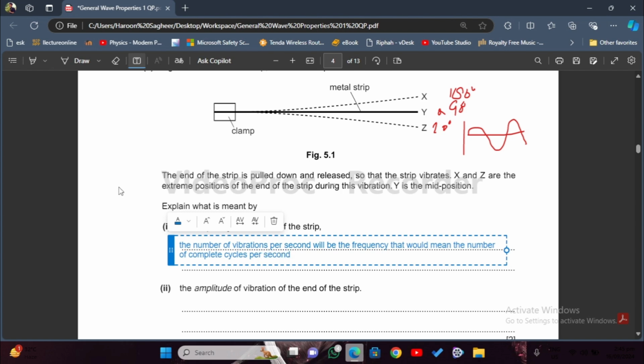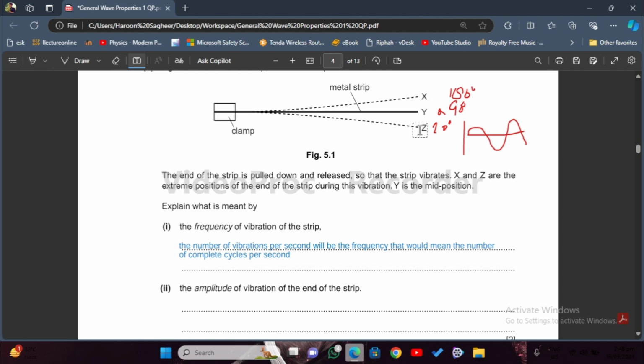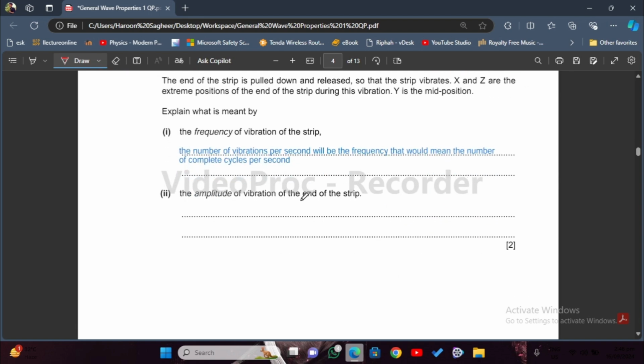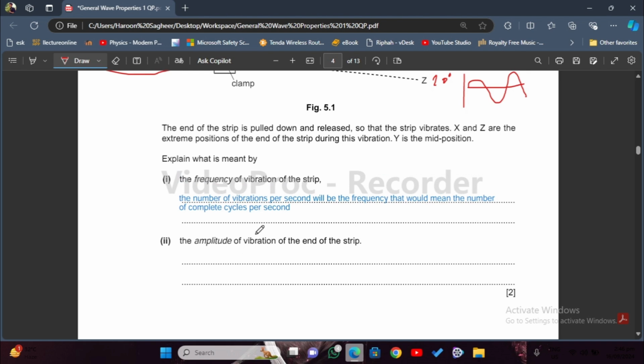Now how would this happen? Well, it would start from Z. It will go all the way to Y, then to X. It will not stop at X, it will come down. So Z to Z is one complete vibration. Let me show you here. First it will start from Z, go to Y, then go to X, then come back to Y, and then come back to Z. So the number of times it repeats this cycle per second would be the frequency. Now the amplitude of the vibration, or we can also write this: frequency will be Z to Z per second, in 1 second.